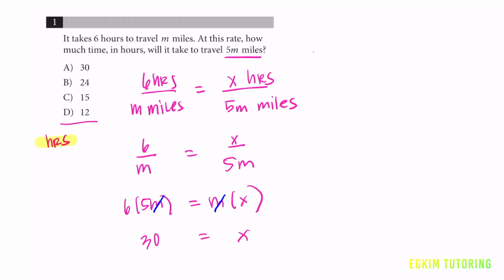If you forgot the units, just go back to your original setup and see where x is. x is on the numerator, and you know on the left side that your units are hours. So this should just be 30 hours right here. And again, your answer is going to be A.